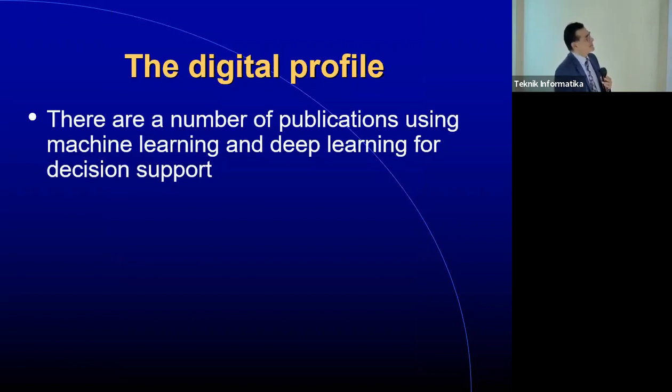The number of publications using machine learning and deep learning for decision support is increasing. Again, I've been in the game long enough to see trends come and go. And what you do know is that when something is very, very popular, everything gets published. Whether it's good or bad, it will just get published because it's captured the imagination. The quality of it almost doesn't matter.